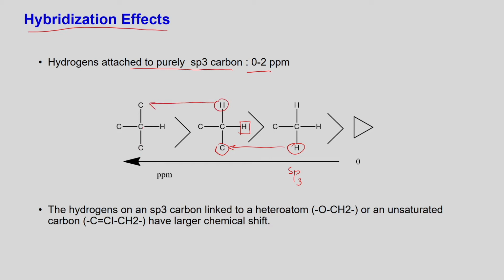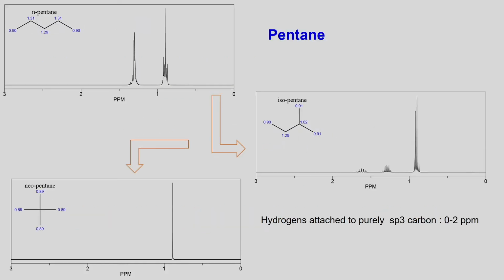So, you have 3 carbon atoms connected to hydrogen, so this hydrogen will show the highest chemical shift. This is what is called the hybridization effect. Hydrogens on an sp3 carbon linked to a heteroatom or an unsaturated carbon have a larger chemical shift. If a hydrogen on an sp3 carbon atom is linked to a heteroatom or an unsaturated carbon, it will have a larger chemical shift.